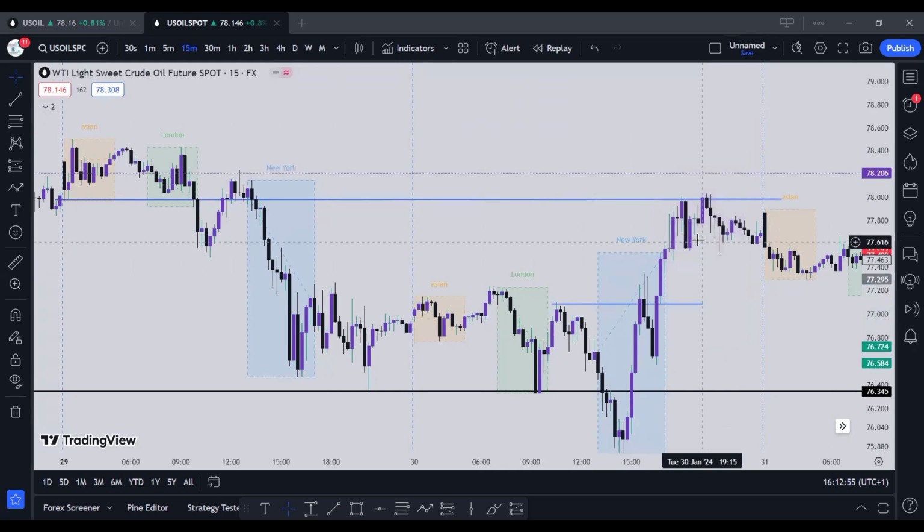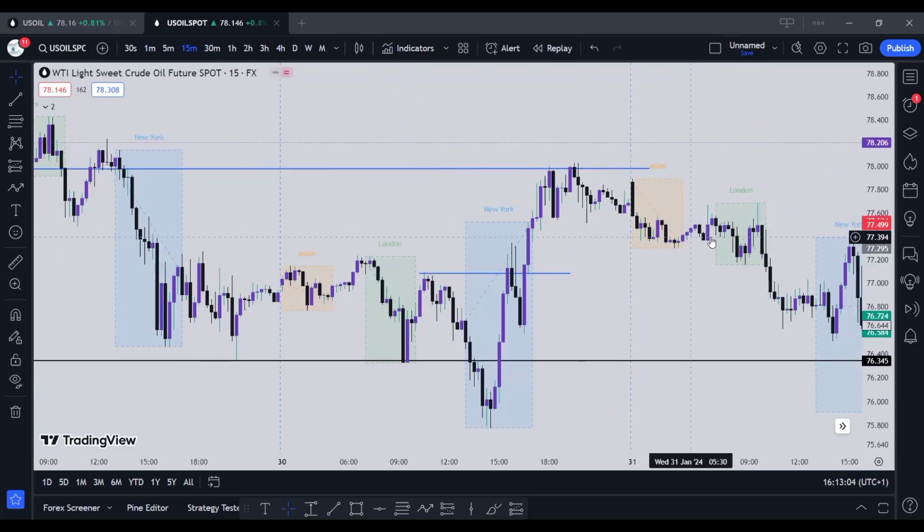So you don't need to force the trade. Once the trade is not really pushing up again, just close it. It's not making higher highs, it can make lower lows, so just close it. But this is a fucking good trade. This is a fucking good trade.